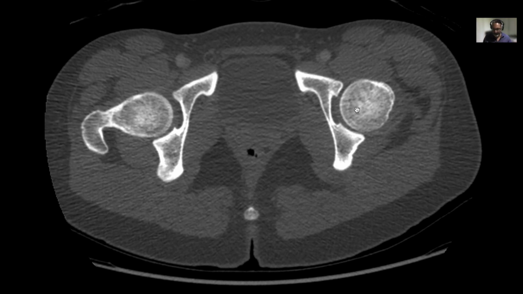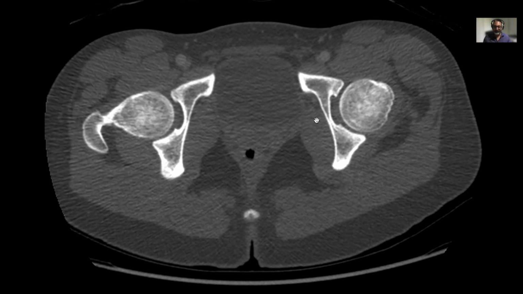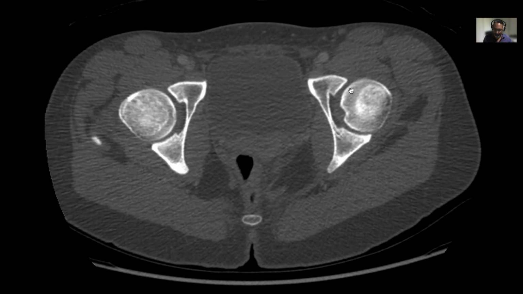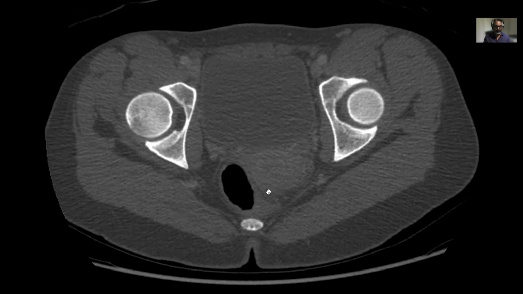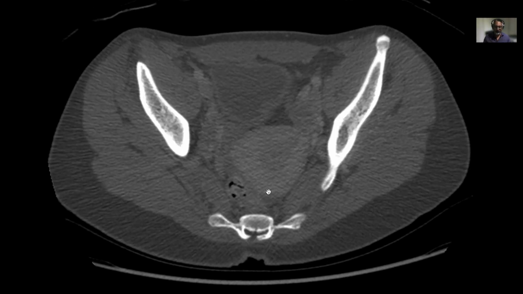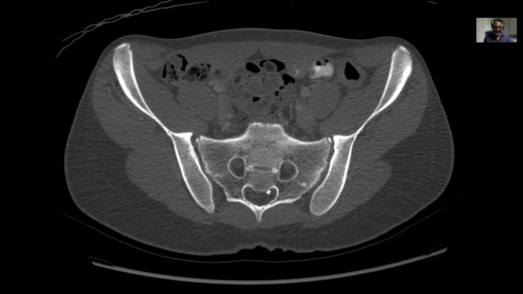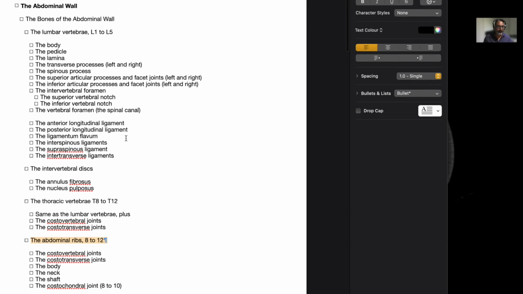That's the head of the femur, and that's the acetabulum. When we do the lower limb, I will be going through these muscles and these structures in more detail. All right, so let me see if I've missed anything here. I'll go back to my list. And so we've done most of this stuff. Oh, the vertebral notches. Yes, let me just do that. Okay, fine.